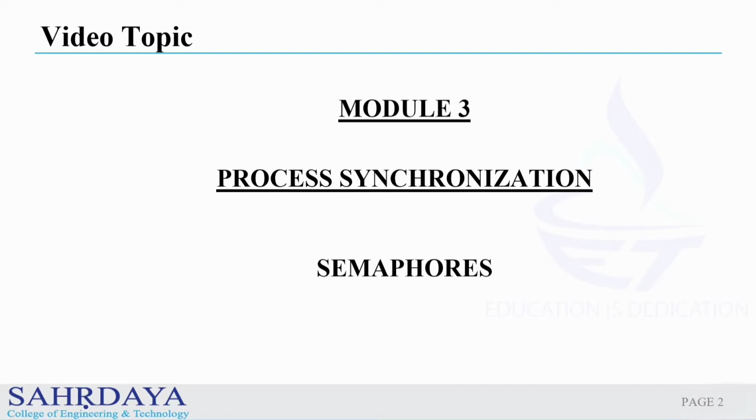Before diving deep into the concept of semaphores, we have to understand why semaphores were introduced. Earlier, synchronization problems were solved using hardware-based solutions, but it created a problem among application programmers. In order to create a software-based solution for synchronization problems, the concept of semaphores was introduced by the famous Dutch scientist Sahrdaya. Now let us look into the definition of semaphores.